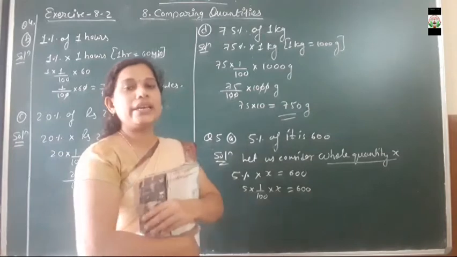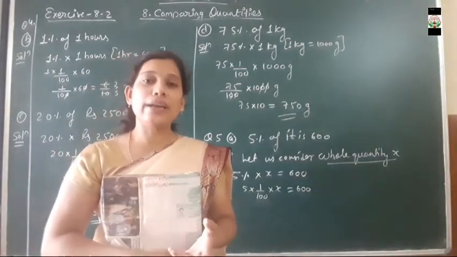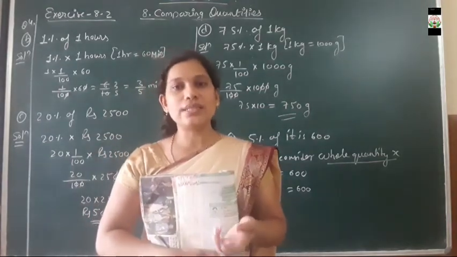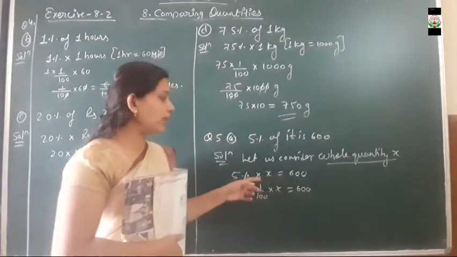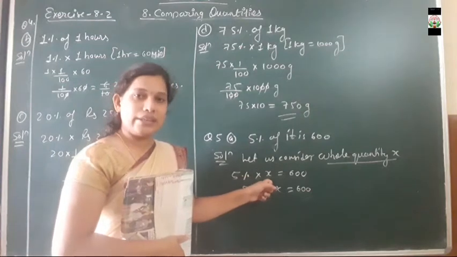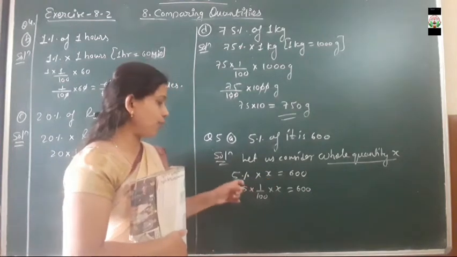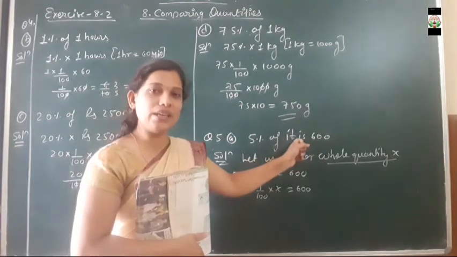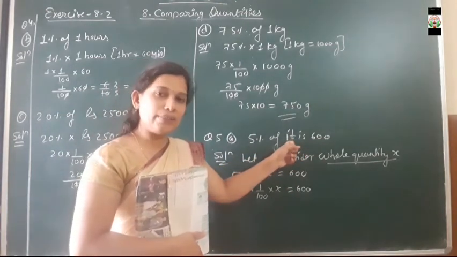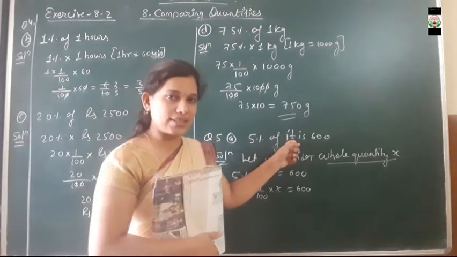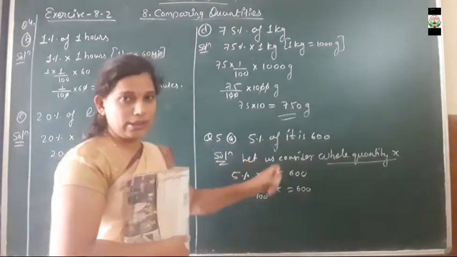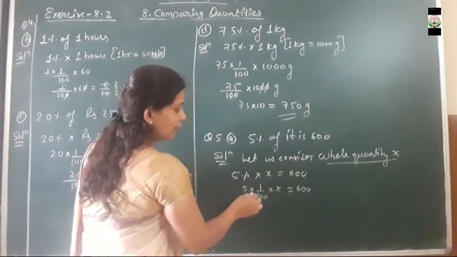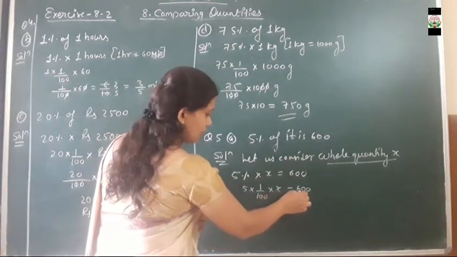Clear up to here? In question number 5 it is said to find the whole quantity. So that whole quantity we are going to consider as x. So 5% into x is equal to 600. Here "is" means equal to, "it" means the whole quantity which we will consider as x, and "of" means multiply. So 5% into x is equal to 600. So 5 into 1 upon 100 into x is equal to 600.